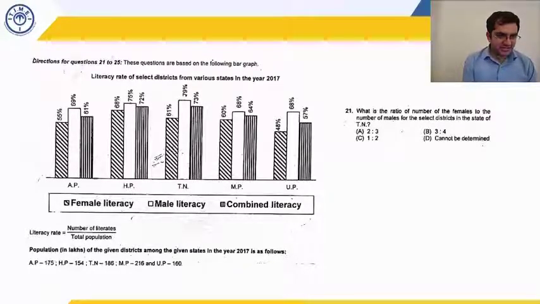You are given the literacy rates in different states. You are given the number of females who are literate, the number of males who are literate, and the total number of people who are literate as a percentage. So 55% of the women in AP are literate, 69% of the men in AP are literate, and 61% of the total people in AP are literate. And how do we find the literacy rate in a particular state? Number of literates divided by total population into 100. The into 100 part is missing. This is a fraction. Into 100 gives you the percentage value.